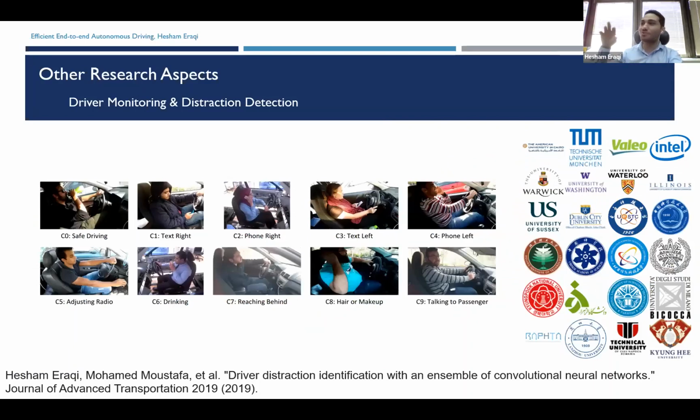It's very important to also monitor the driver and tell whether his situation is applicable for allowing level 3 autonomous driving or not. For this, we provide this work and we provide our publicly available dataset used by all of these institutes.